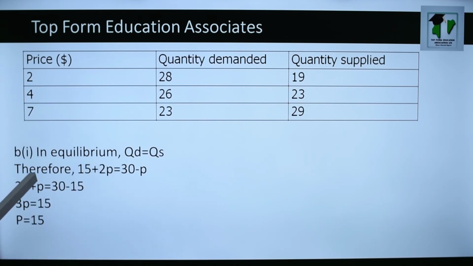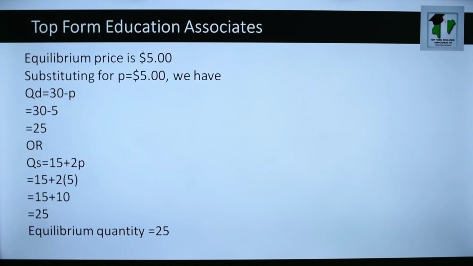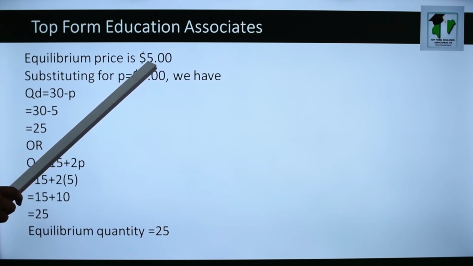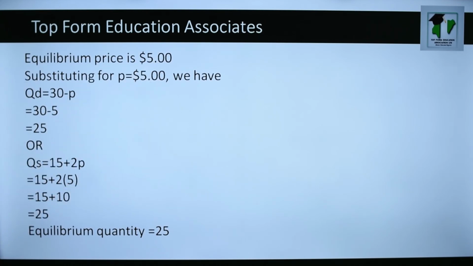So 2P plus P here will give us 3P. 30 minus 15 will give us 15. 3P is equal to 15. Divide both sides by 3. If you divide this by 3, it gives you P. If you divide 15 by 3, it gives you 5. So price is, in this case, 5. The equilibrium price is $5. For you to get the equilibrium quantity, how do you go about it? Just substitute this value, this P, into each of them.